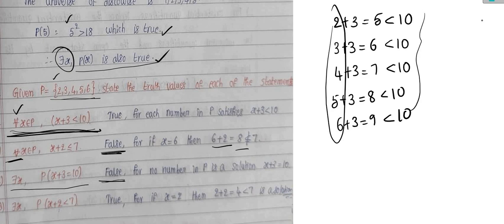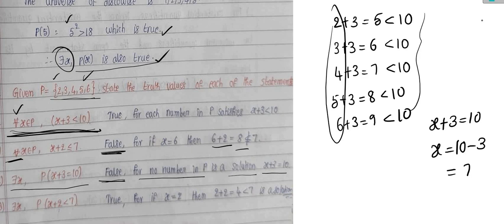Next, there exists x, the statement is x plus 3 equal to 10. Here I've written false. Why? Because no number in P is a solution of x plus 3 equal to 10. Solution means x plus 3 equal to 10 means x equal to 10 minus 3. 10 minus 3 is 7, but 7 does not belong to P. That's why the statement is false. Next, there exists x such that x plus 2 less than 7. This is true because we can find one x, that means x plus 2 equal to 4 and 4 is less than 7.